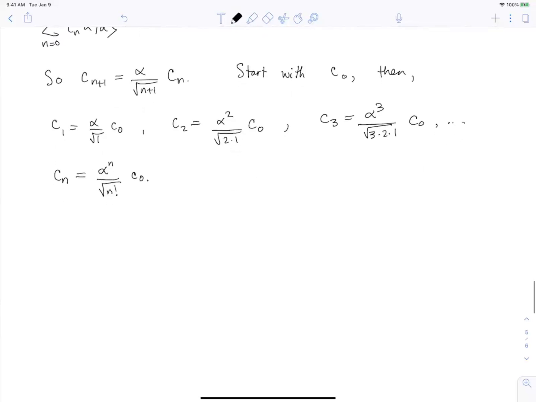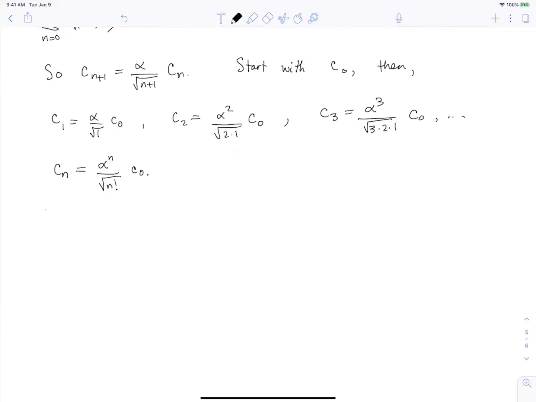Okay, so what have we found? And then we'll exploit this next time. Up to normalization, which we will work out next time, the eigenstates of the lowering operator, with eigenvalue which we're calling alpha, are equal to some overall constant C0 that we have to work out, times an infinite sum, n equals 0 to infinity, alpha to the nth power over square root of n factorial, all acting on the state |n>.